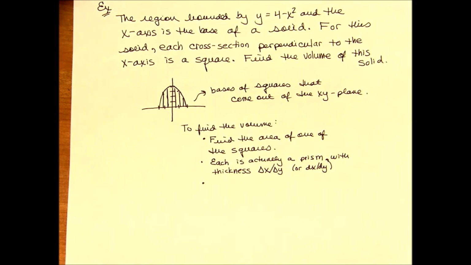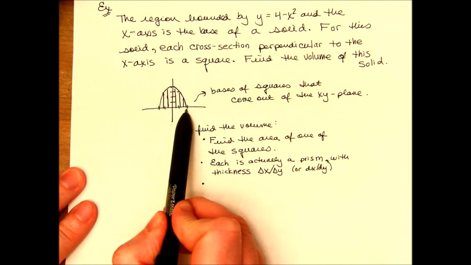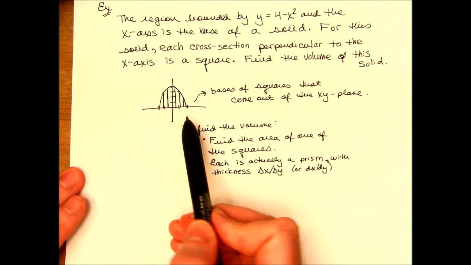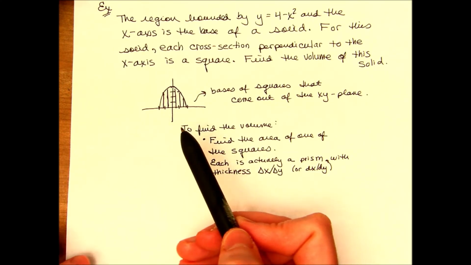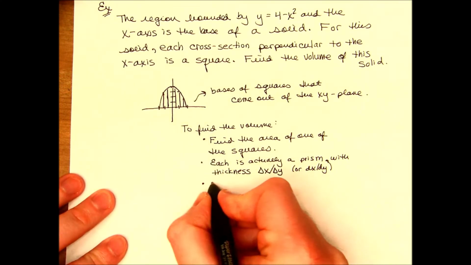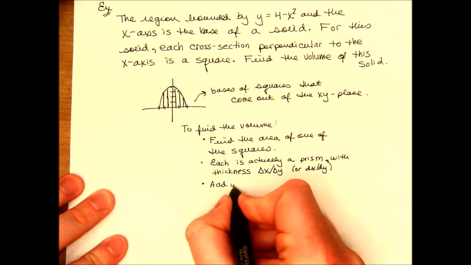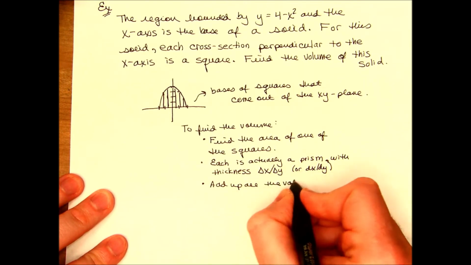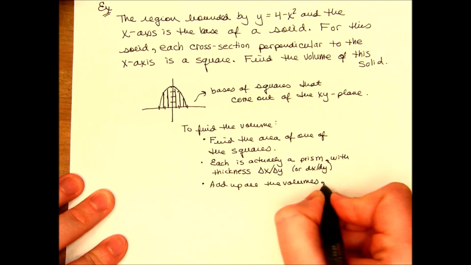So we're going to find the area of a square and really turn that into a volume thing because it's really a prism with a very small thickness. That will just be one of the prisms, though. I really have infinitely many prisms, infinitesimally thick, and I'm going to add up all those volumes by just taking an integral. Add up all the volumes with an integral.